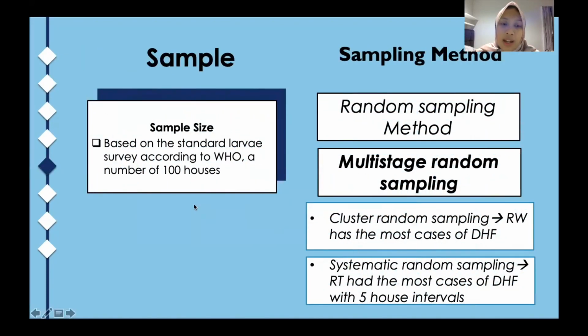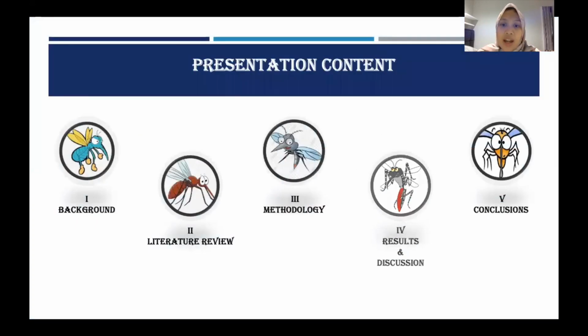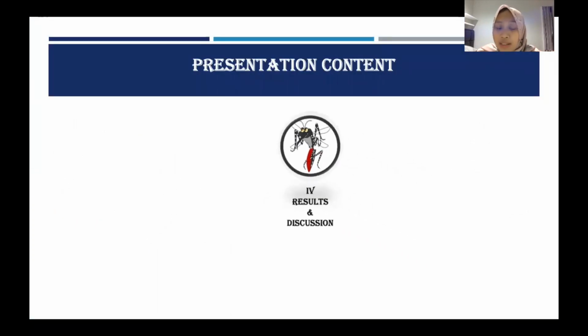We had a standard sample from WHO. A larva survey according to WHO is 100 houses. This is our sampling method. And the fourth one is our result and discussion about our study.